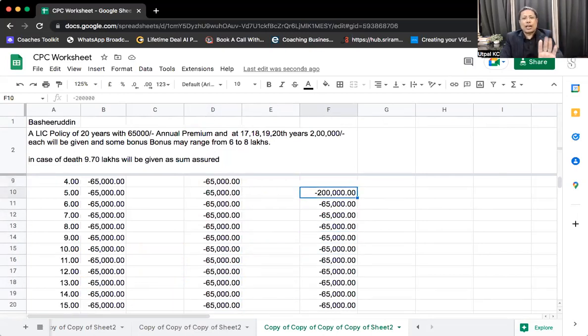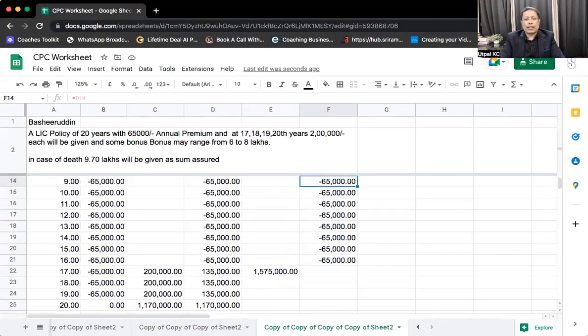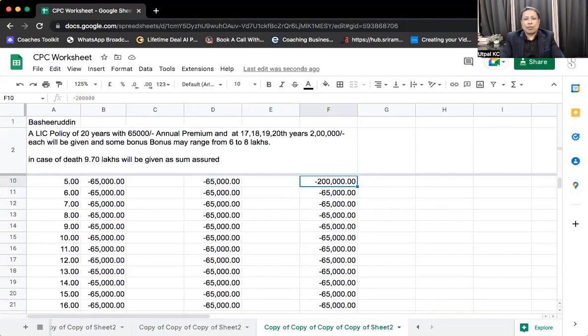What is the alternative? You are going to get 2 lakhs rupees and 65,000. Here also you are going to get 65,000. Now, how many 65,000 are there? 1, 2, 3, 4, 5, 6, 7, 8, 9, 10, 11, 1. Here also you will get 65,000, minus 65,000. Because of this you are not going to pay, and you are going to get 2 lakhs.